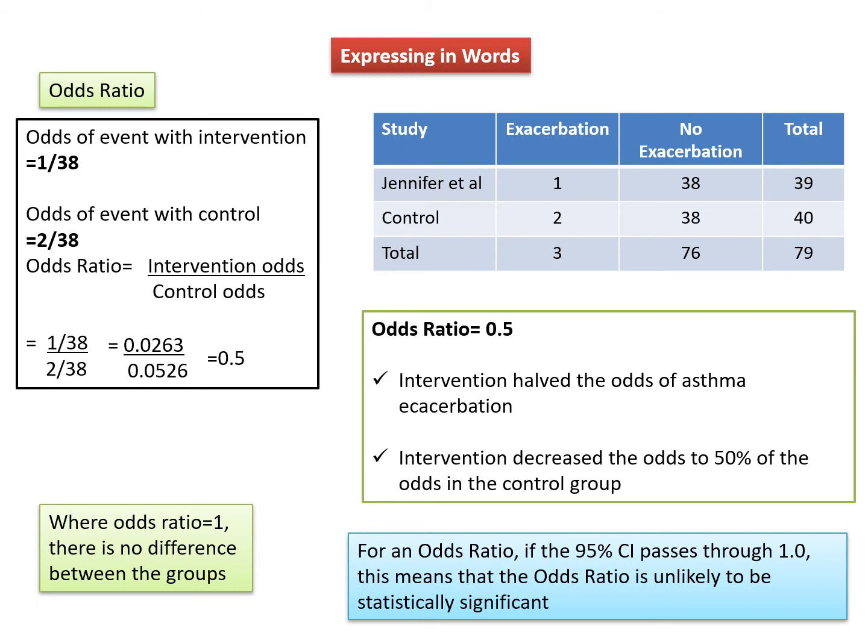Where the odds ratio is 1, there is no difference between the two groups. And when the 95% confidence interval intercepts through 1, this means that the odds ratio is unlikely to be statistically significant.